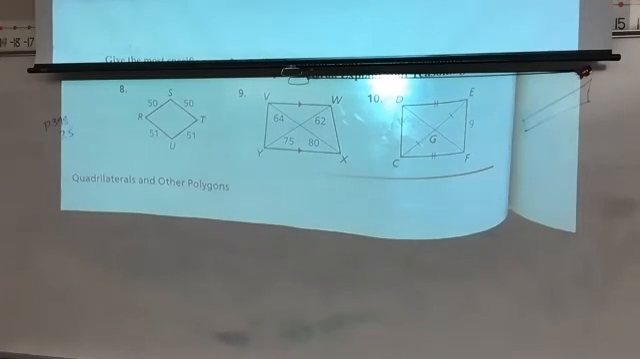How about for number 9? What can we say there? Tyler? Trapezoid. Trapezoid, and that's the most specific that we can be. It is not isosceles because the diagonals are not congruent to each other. So it's just a trapezoid.